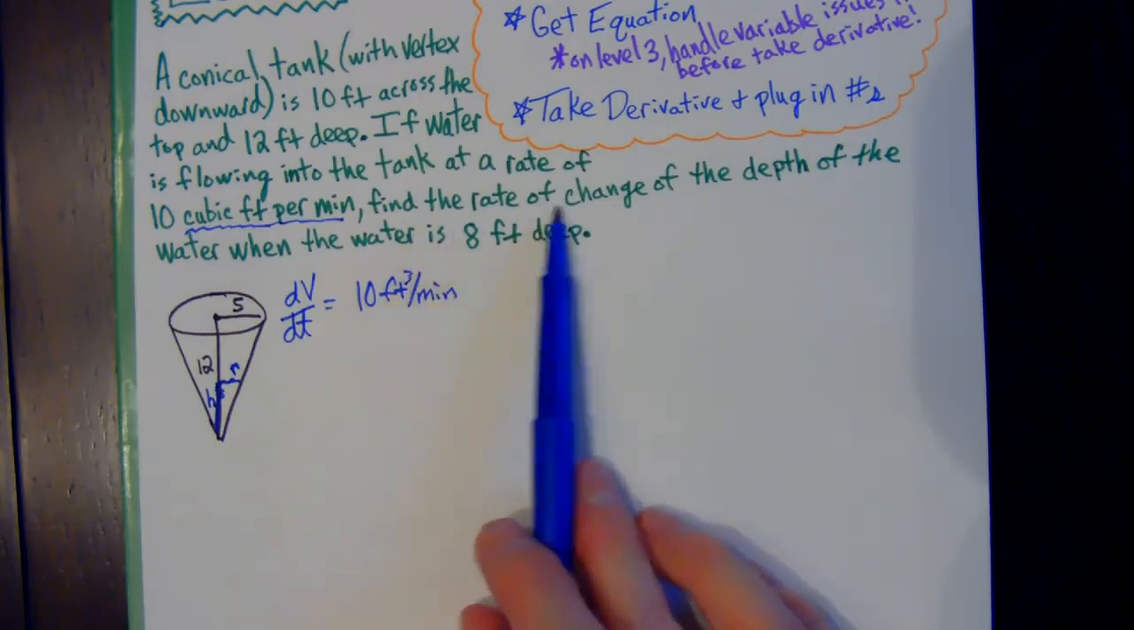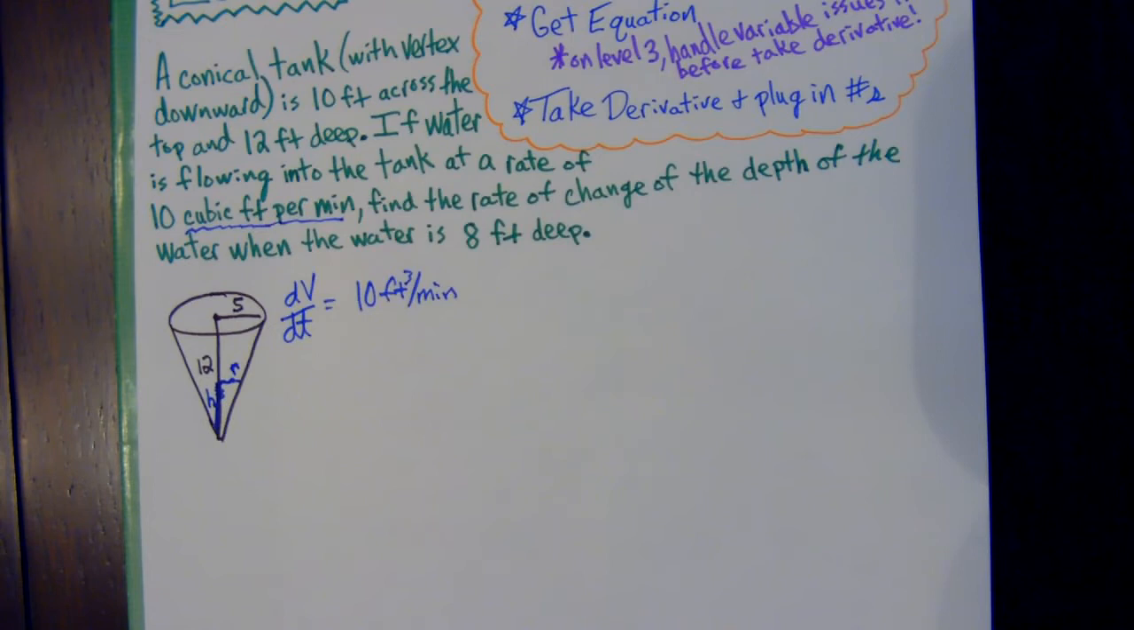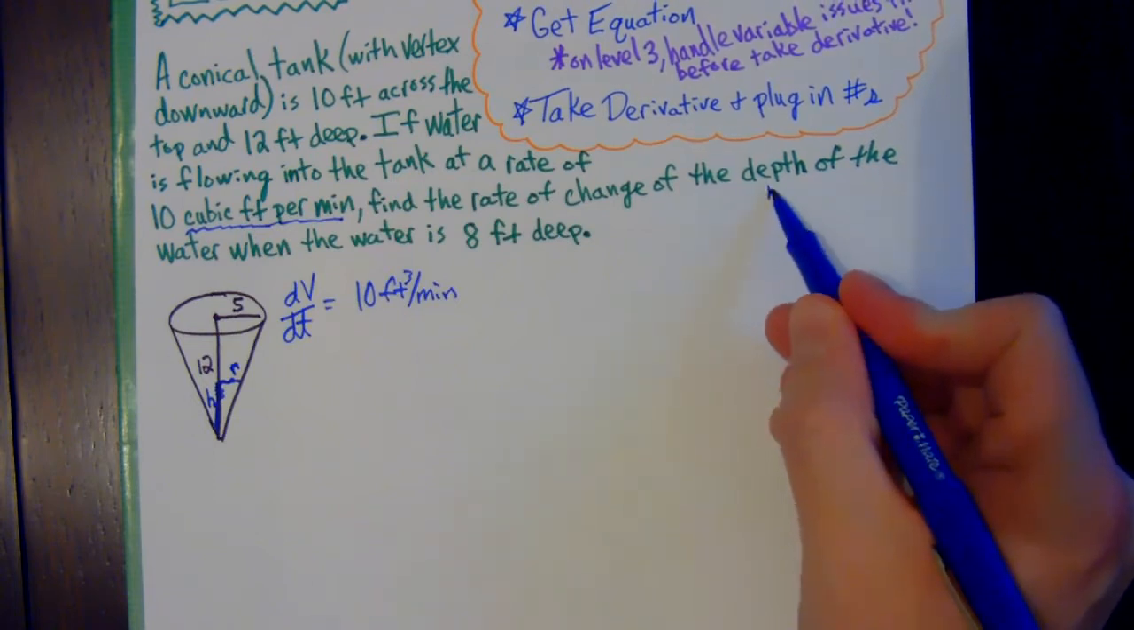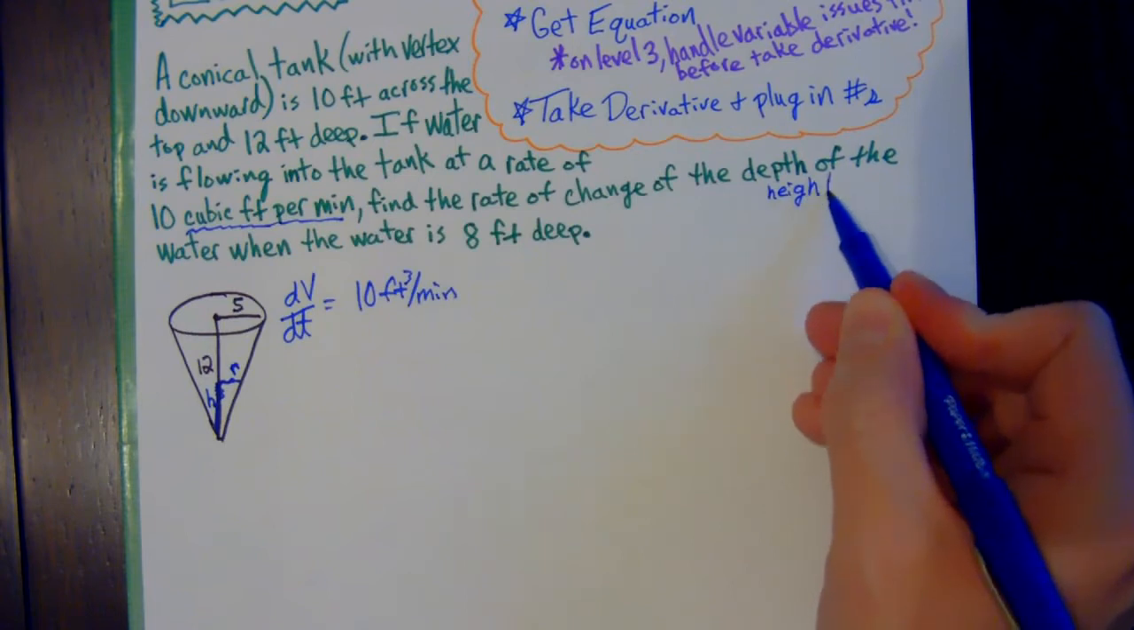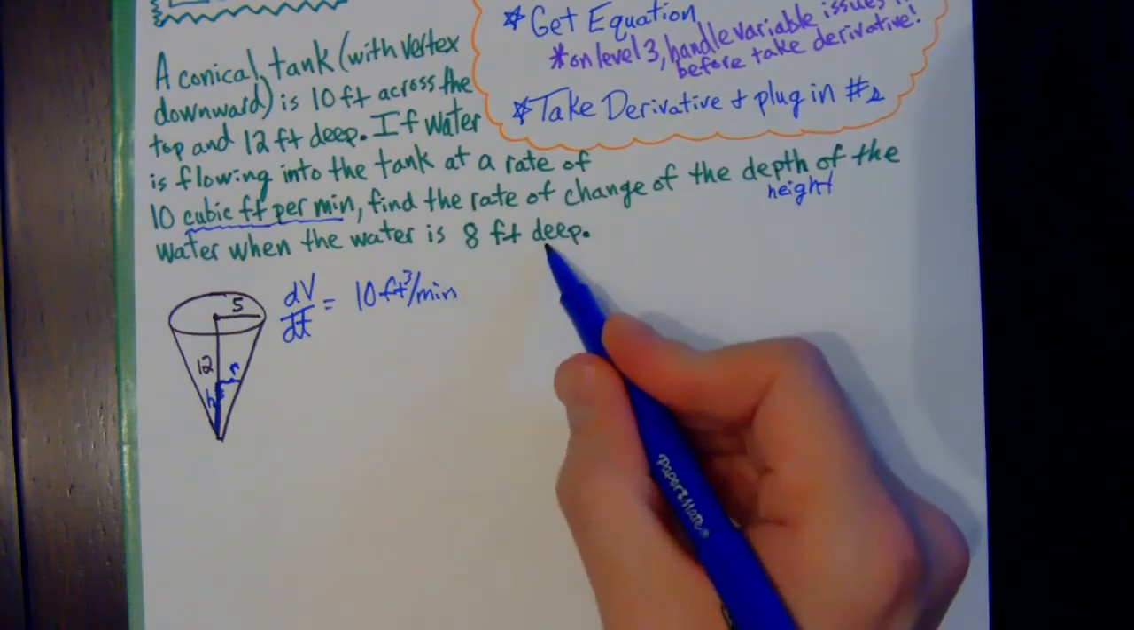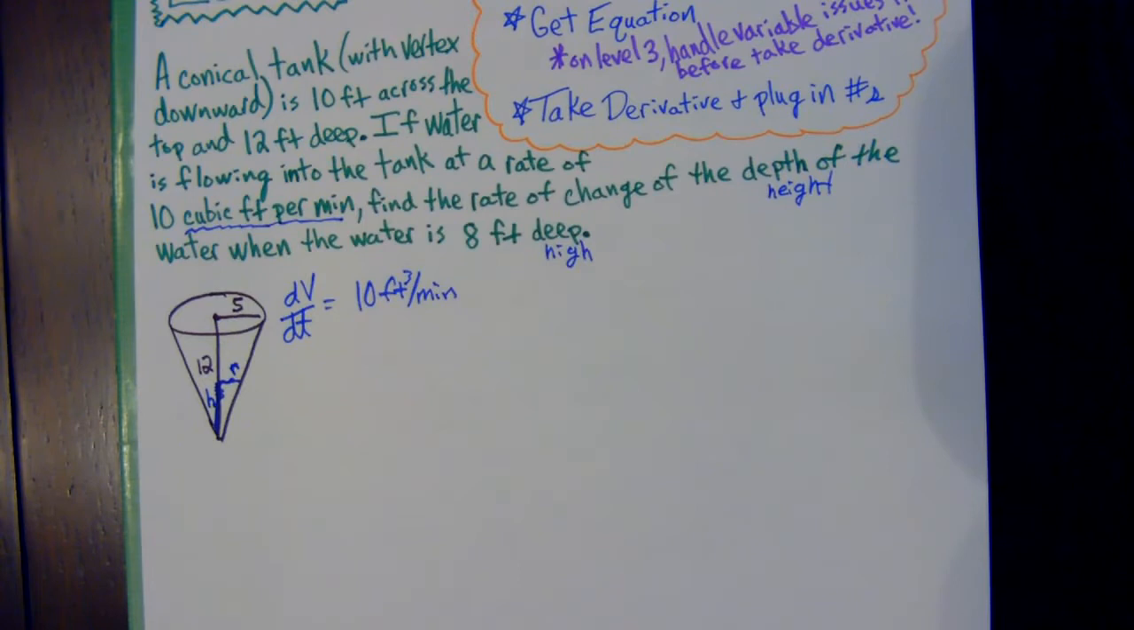And then you want to find the rate of change of the depth. Now depth, height, that's the same thing. But see, I want to use H for height, not D for depth, because all of our geometry formulas have R's and H's in them. So when I see the depth, that's the same thing as the height. And when it says 8 feet deep, that means that's like 8 feet high. Okay, that's all about the height.